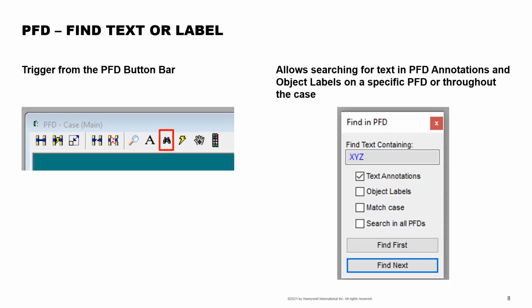I'll also show the Find Text or Label feature of the PFD. So we can trigger this from the PFD button bar, the binoculars icon, and it gives us the ability to search for text on a given PFD or on all PFDs in the case. So we can search either in the labels of the objects, so the object names, or any text annotations or labels we've written onto the PFD itself.